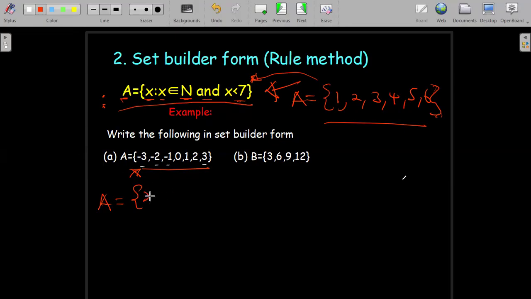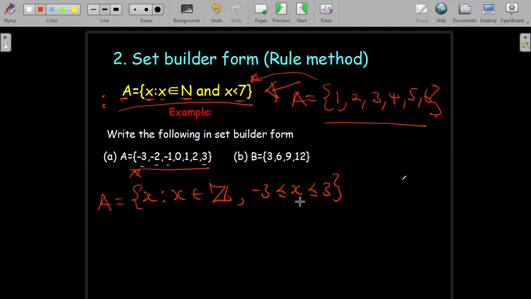So I'll say a set of x such that x is an integer. I put Z there, the Z like that stands for integers. And these numbers are just in between -3 less than or equal to x, and then less than or equal to 3, like that. So this is what it means.